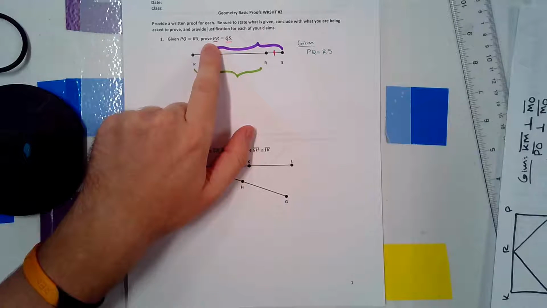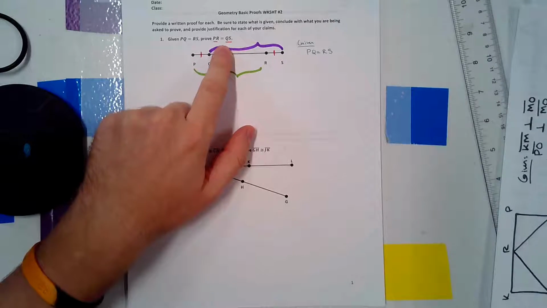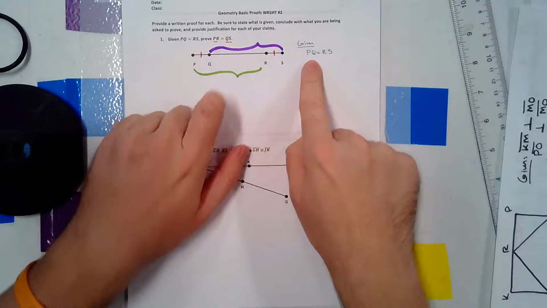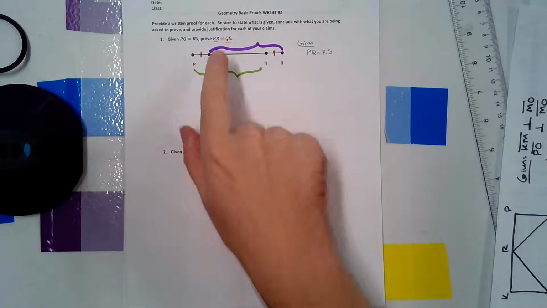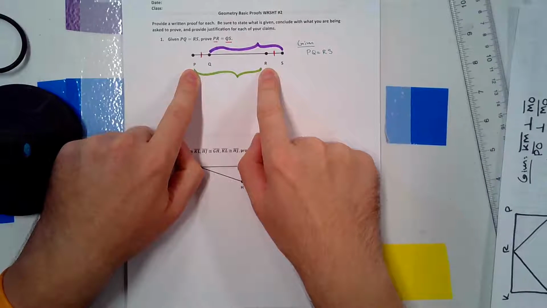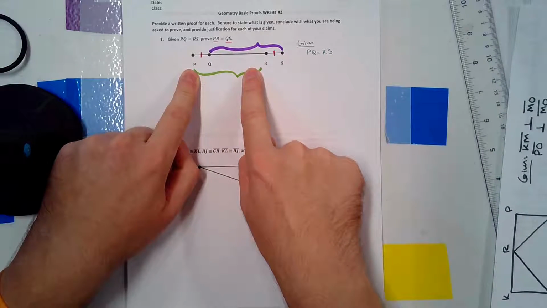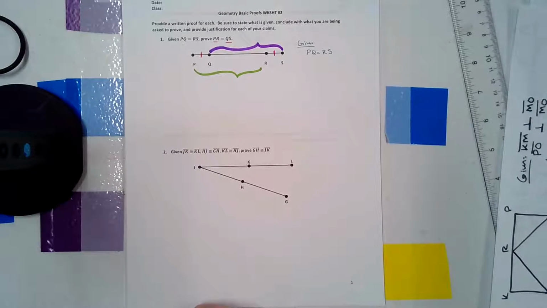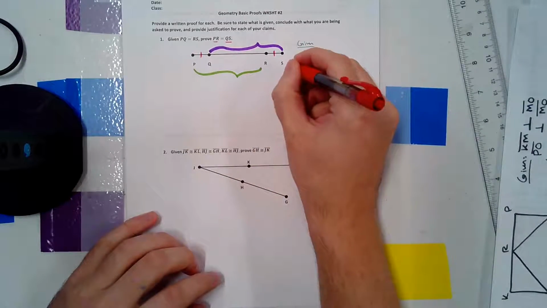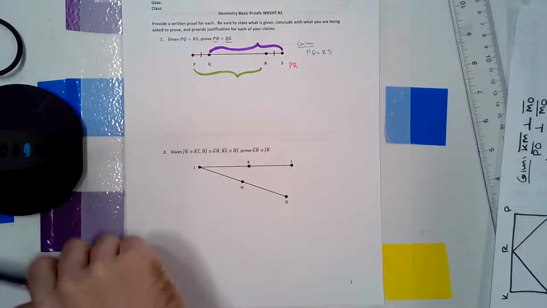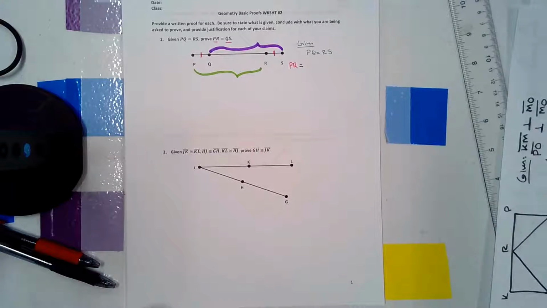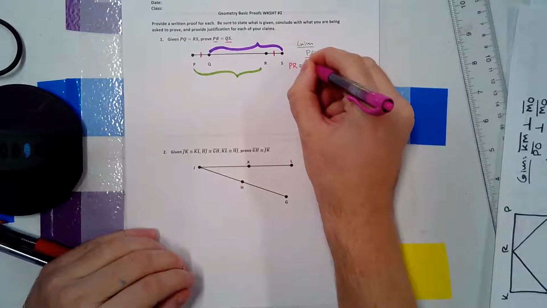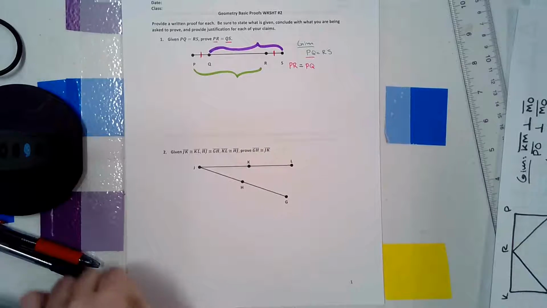That's it. I don't care if it's PR plus 7 equals QS. I mean, that would be bad because then they wouldn't be equal by definition. But we just got to get them in the same equation, right? And right now we have PQ and RS. So we need to change that somehow into a PR and a QS. So what I'm going to do is think about, well, what is PR? Well, PR is just PQ plus QR, right? So let's write that. So PR, I'll do in red, equals PQ, that's this guy, plus QR.